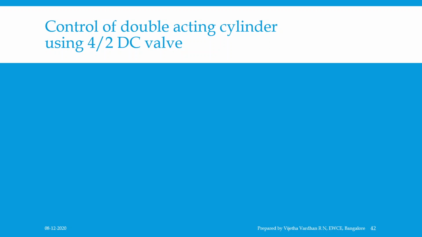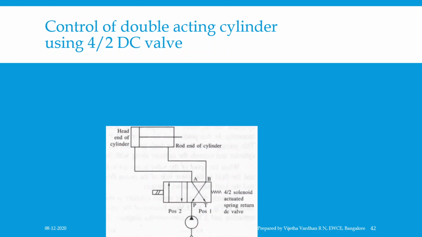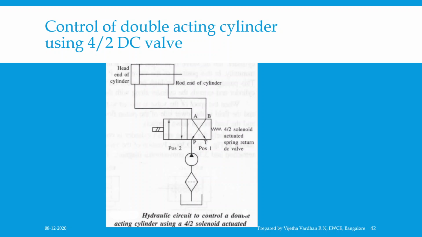Then coming to control of a double acting cylinder using a 4 by 2 DC valve. In the case of a single acting cylinder, the extension of the cylinder is due to high pressure of the oil and retraction is due to either gravity or spring return. But in the case of a double acting cylinder, both extension and retraction of the cylinder are due to oil pressure. Now let us understand the working of this by valve positions, which you can see there are two positions mentioned, 1 and 2. Position 1 of the DC valve.